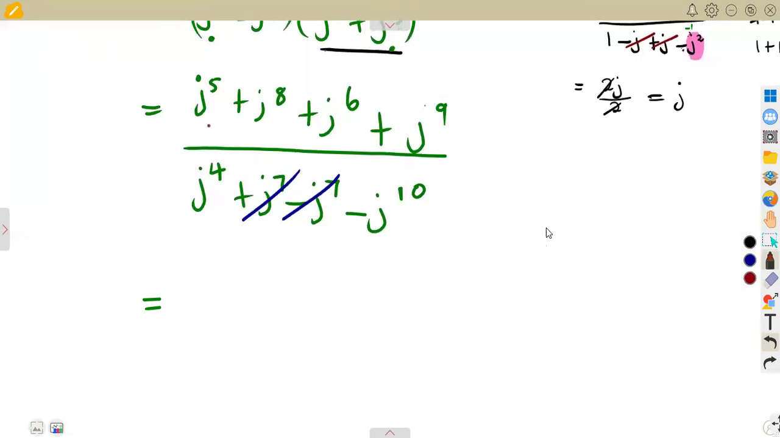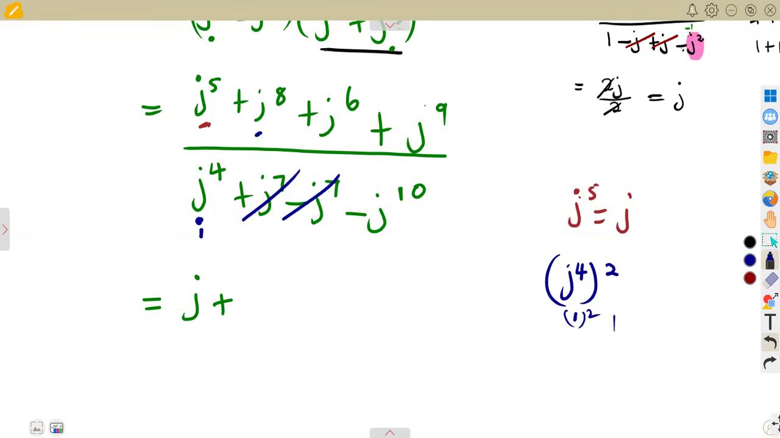What does it mean? j to the exponent of 5, j to the exponent of 8. We are back to that part again, you see. So there is no way that you're going to escape that. So we simplified j to the exponent of 5. Remember, in the last part, we got a j, so this is going to give us a j in place of j to the exponent of 5. j to the exponent of 8 is same as j to the exponent of 4 to the exponent of 2. Remember, we simplified j to the exponent of 4, it gave us a 1. So it's 1 to the exponent of 2, which is a 1. So j to the exponent of 8 is same as 1.